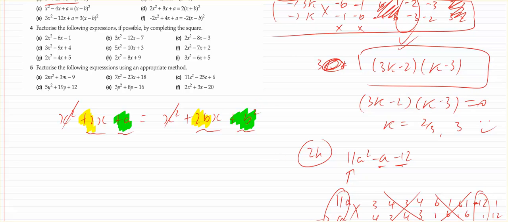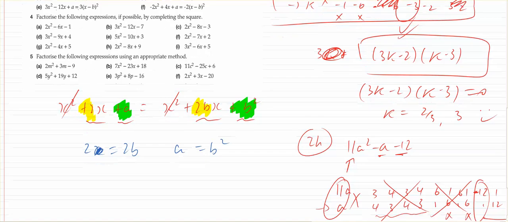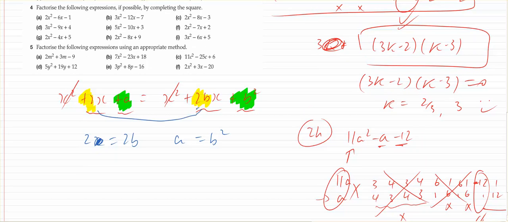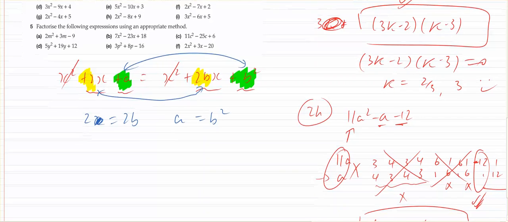Okay, so I can say that, not 2x, 2 equals 2b, because we're talking about the coefficient of x, not x itself, and a equals b squared. So I'm saying that these two are equal, these two are equal, because that's logical, right? If you have two terms on one side, two terms on the other side, we can say that the coefficients are equal. So I just made them equal.